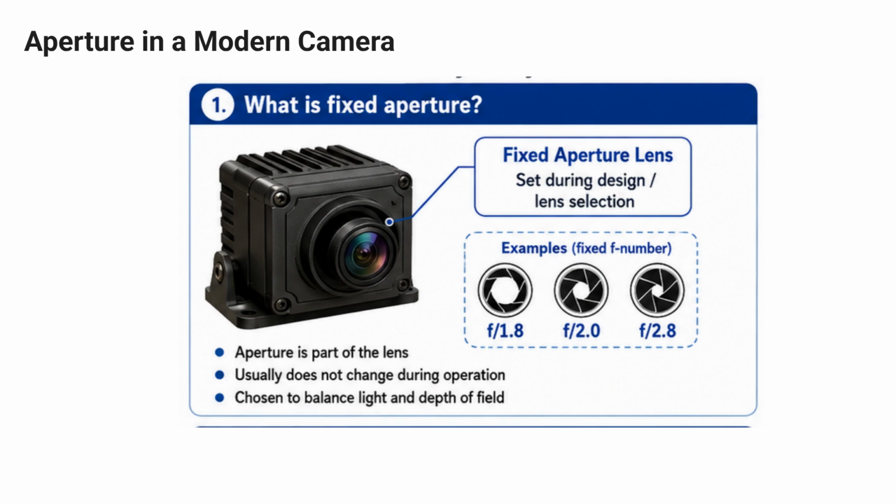Let us understand how modern navigation cameras use a fixed aperture lens. The aperture is built into the lens and selected during camera design, typically with values such as f/1.8, f/2.0, or f/2.8. Unlike a DSLR lens, it usually does not open or close while the vehicle is operating. This fixed design improves ruggedness, reliability, and calibration stability, which are especially important for automotive and vehicle camera systems.